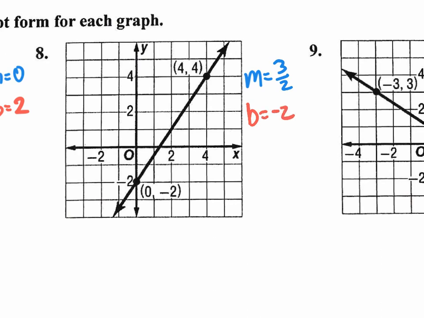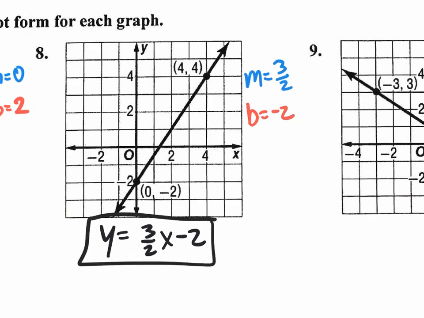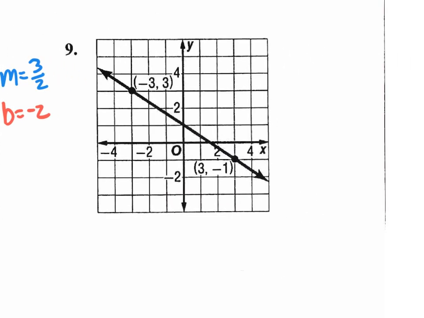Negative 2, crosses at negative 2. So my slope-intercept form equation: y equals 3 halves x minus 2. That's my slope-intercept form equation of that line. Number 9.